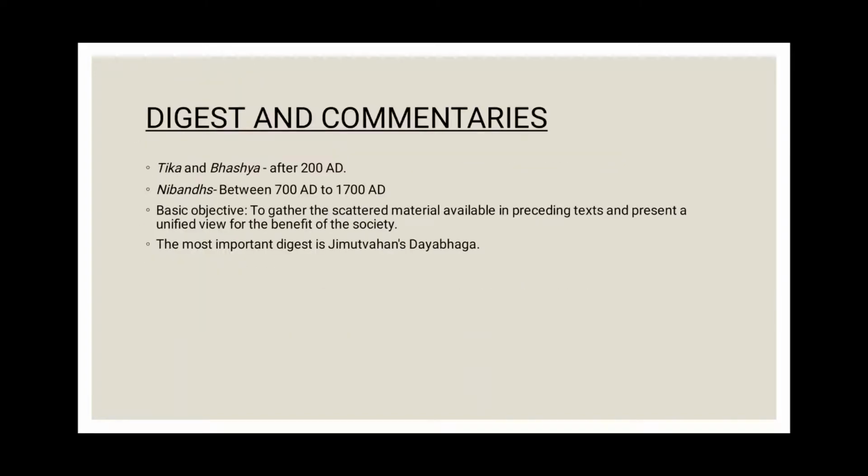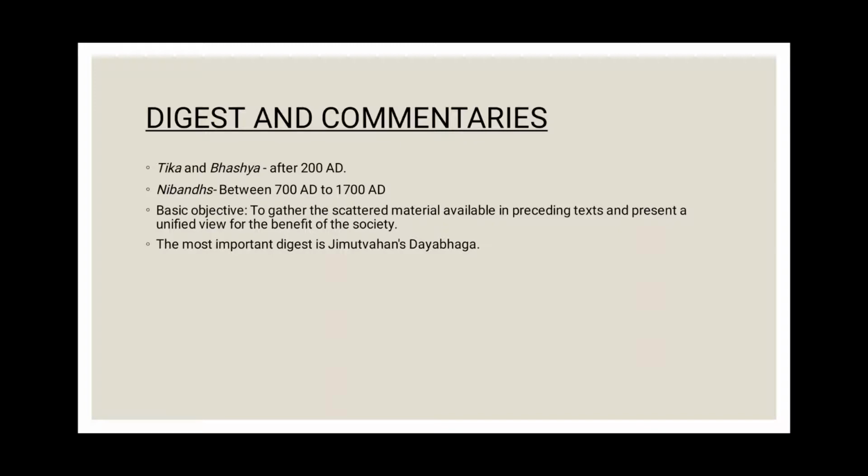Now we move to the third ancient source of Hindu law, that is the digest and commentaries. When Smritis did not agree to one common point, there arose a need of a modified text. So, commentaries were the modified original text along with the local customs and conditions. Tika and Bhashya are the form of commentaries which were mostly written after 200 AD. They also helped in setting up of different schools.